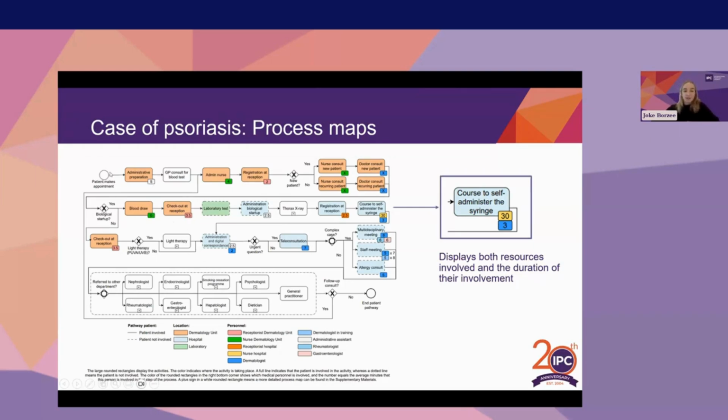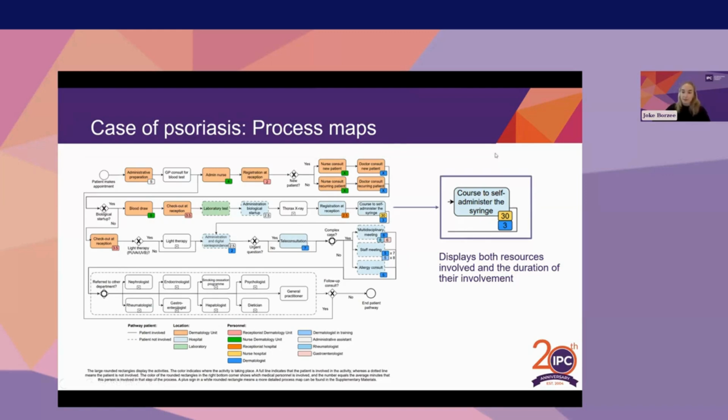And then we can see that the patient starts here in the corner, makes an appointment, and then there are some administrative steps, and then the patient might take different pathways depending on the characteristics or the treatment choices. For instance, here, whether a biological needs to be started up will result in different steps in their treatment pathway compared to when a light therapy, for instance, needs to be started up.